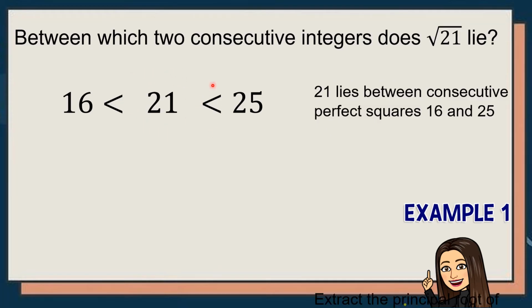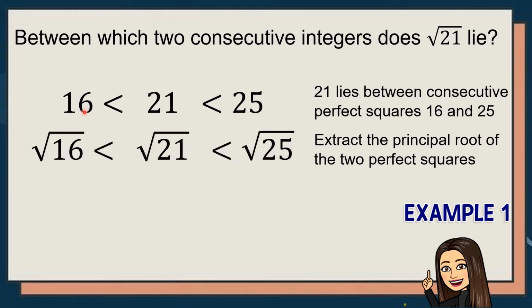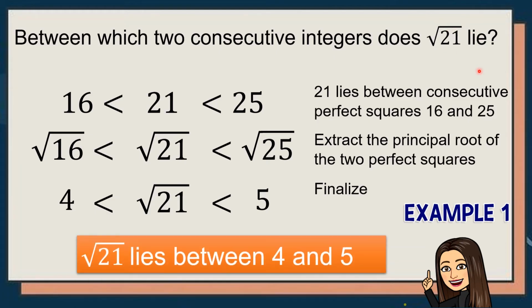Next, we have to extract the principal root of the two perfect squares. So we get the square root of the two perfect squares that we identified in step number 1. The square root of 16 is 4, and the square root of 25 is 5. Let us now finalize our answer. The two consecutive integers between which the square root of 21 lies are 4 and 5. Therefore, the square root of 21 lies between 4 and 5.